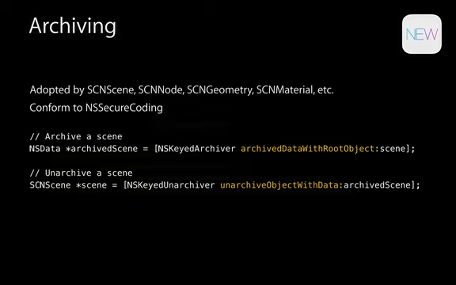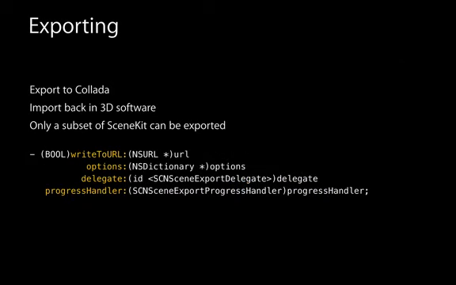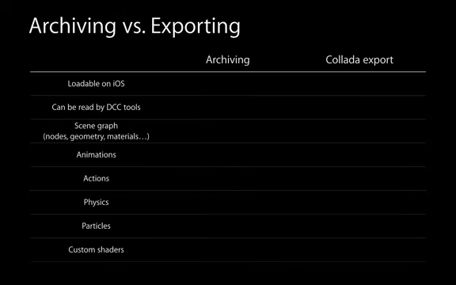SceneKit also allows you to export your scene as Collada. And here, the advantage is that you can export to Collada and import it back into 3D software. However, note that only a subset of SceneKit can be exported to Collada. If we compare both, the first difference is that archives can be directly loaded on iOS, whereas Collada files need to go through Xcode first if you want to load them on iOS. Then you can import Collada files back into 3D software, but obviously you can't import SceneKit archives.